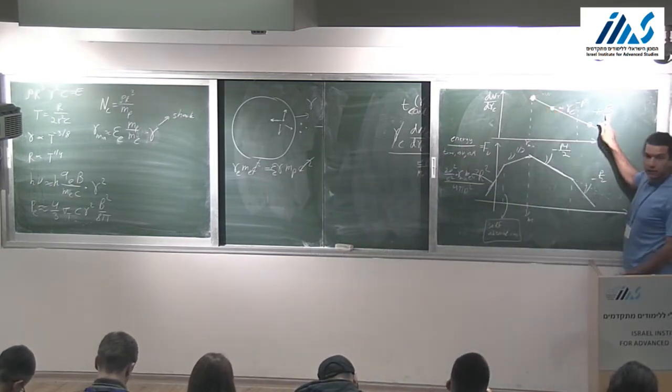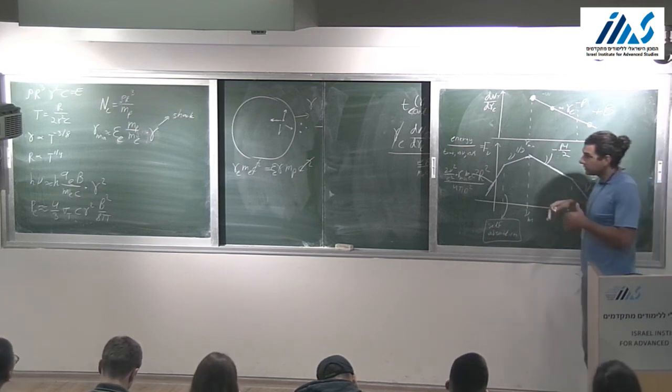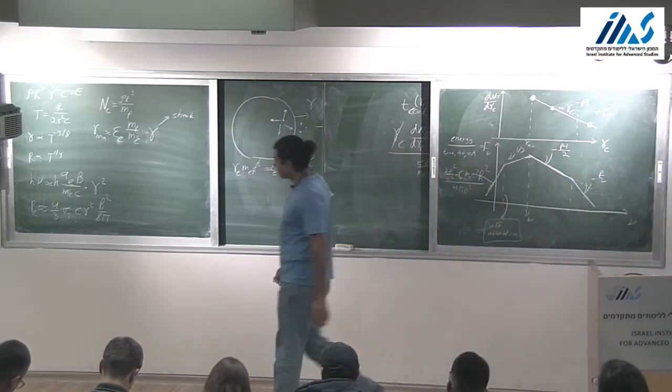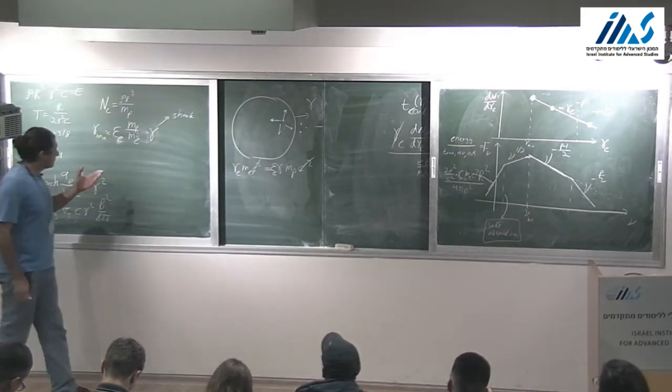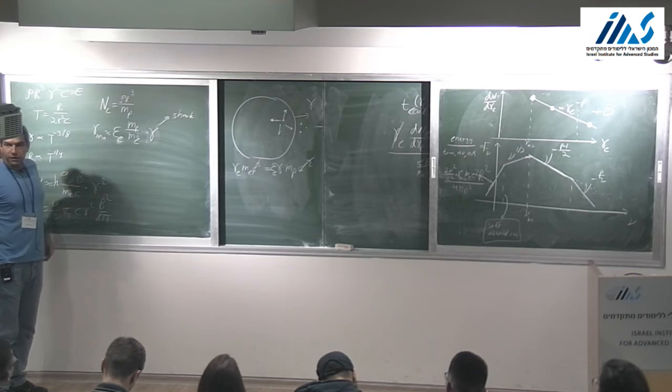What do I do with the magnetic field? I can use similar arguments also to say that the total energy in magnetic fields is some fraction that I will call epsilon b out of the energy of the system.